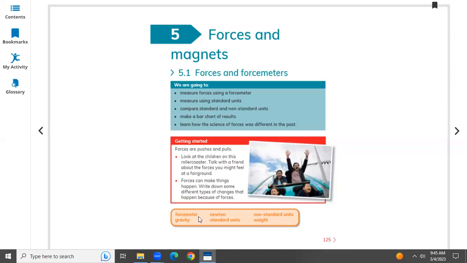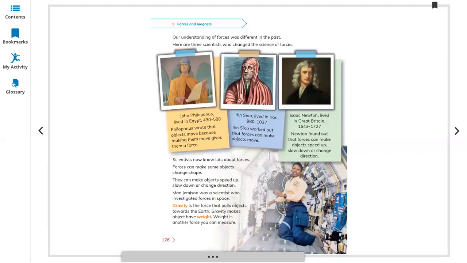Okay, there are some vocabulary words in this lesson: force meter, Newton, non-standard units, gravity, standard unit, and weight. We discussed these vocabulary words in this lesson.